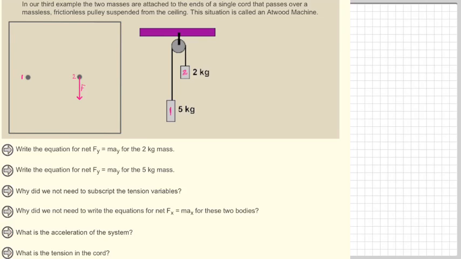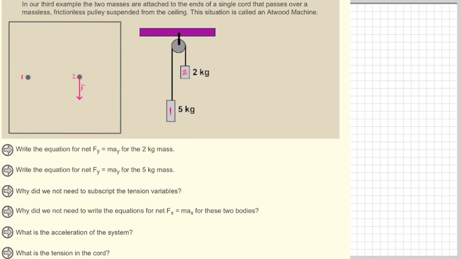This next problem is an example of an Atwood machine. An Atwood machine is exactly what's pictured here. It's just 2 masses hung over a single pulley. And in theory, we call the pulley massless and frictionless, as well as the string being massless and perfectly unstretchable.